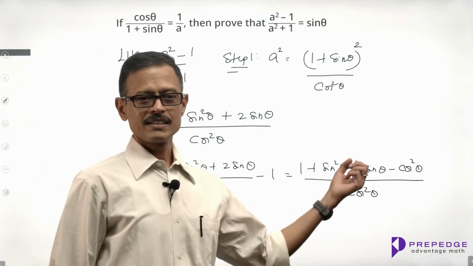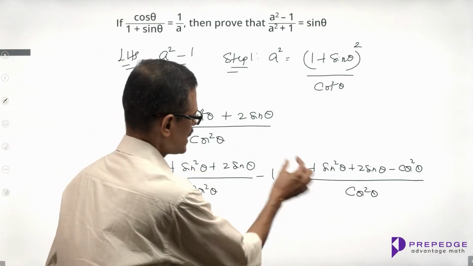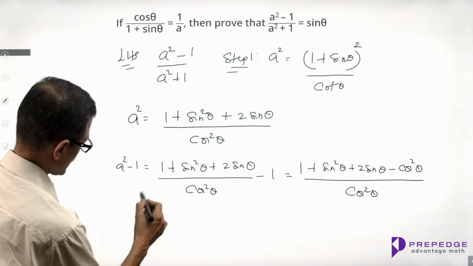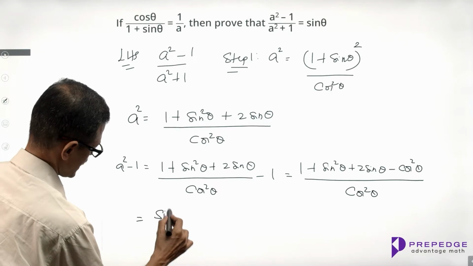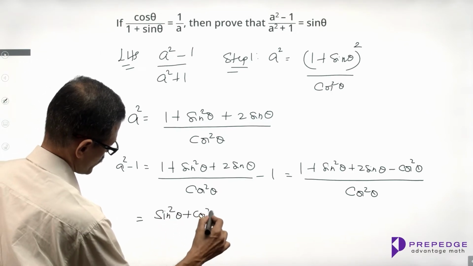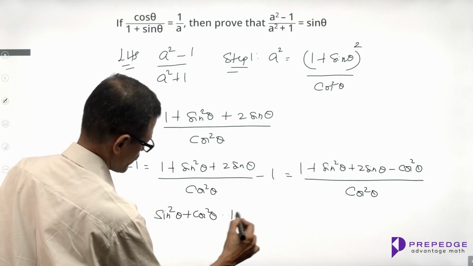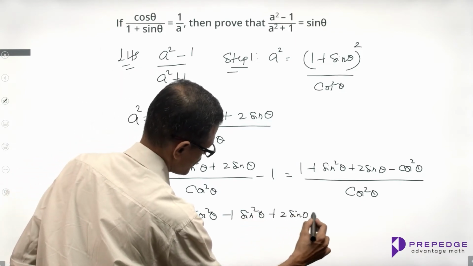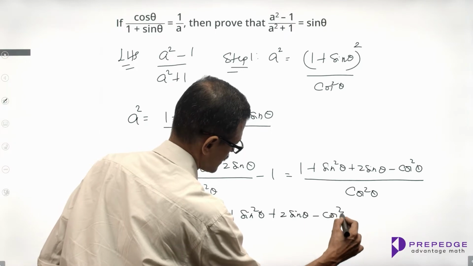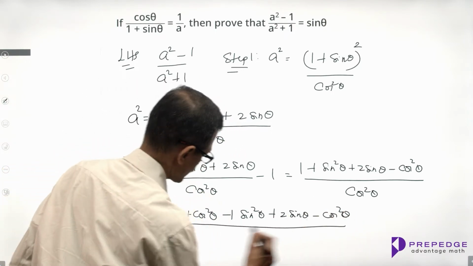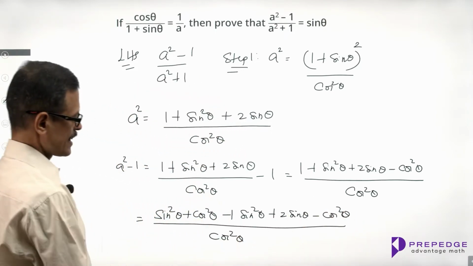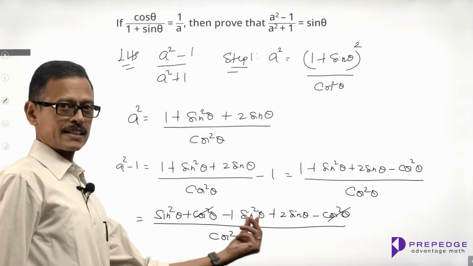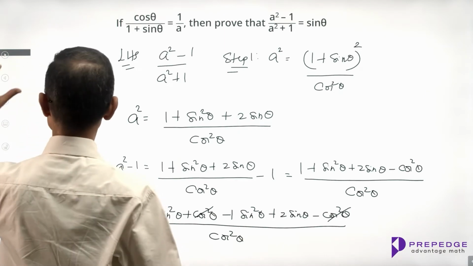ஒரு சின்ன மேனிப்புலேஷன் இங்கே பண்ண போகிறோம். இந்த 1 வந்து we are going to write it as sin square theta plus cos square theta. So a square minus 1 will become sin square theta plus cos square theta. இந்த 1 அப்படி எழுதியாச்சு. ப்ளஸ் இன்னொரு sin square theta இருக்குது, ப்ளஸ் 2 sin theta minus cos square theta divided by cos square theta. கேன்சல் பண்ண முடியுமா? cos square theta and cos square theta கேன்சல் பண்ண முடியும். sin square theta plus sin square theta will become 2 sin square theta. We'll write it in the next slide.